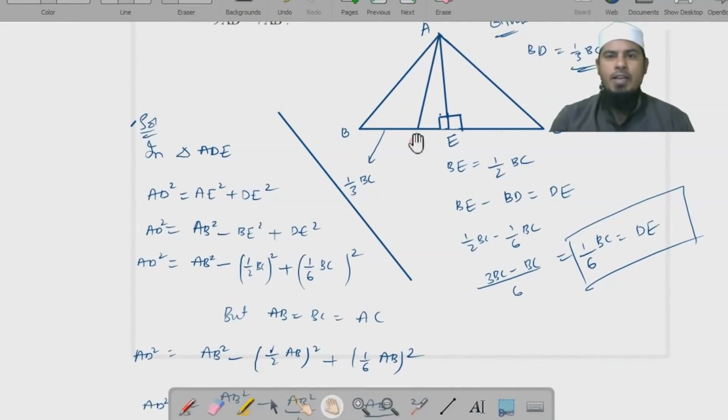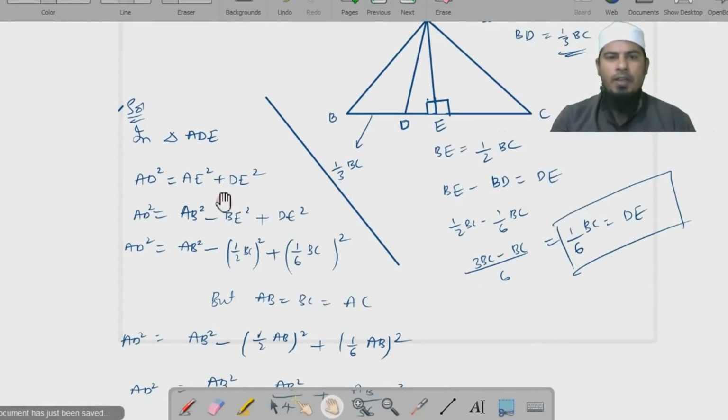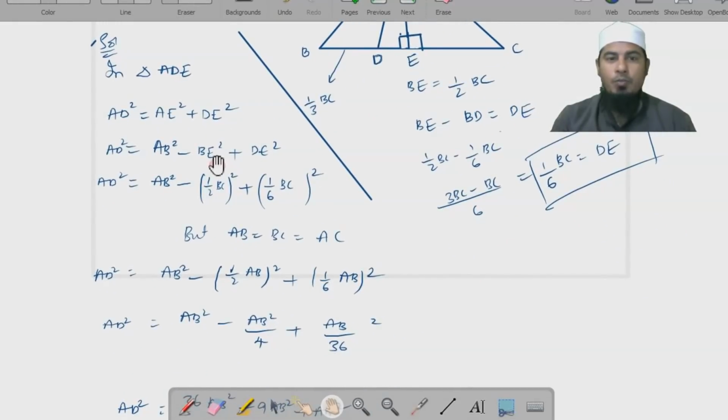First of all, in triangle ADE, we applied Pythagoras theorem. AD square is equal to AE square plus DE square. Now again, AE square can be written as, in this triangle AEB by Pythagoras theorem, AB square minus BE square, and this DE is as it is. Already we know BE and DE value in terms of BC. BE is exactly half BC and DE is 1 by 6 BC.